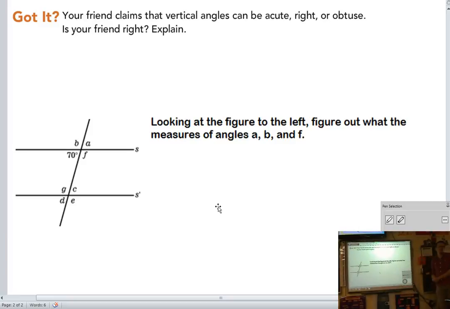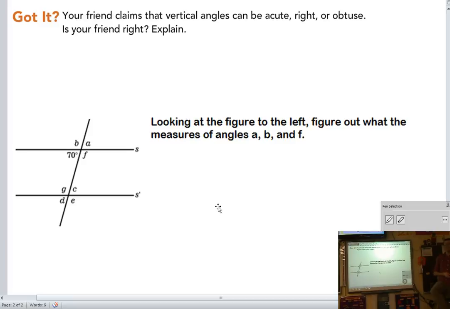So your friend again talks about vertical angles. It's like that super nerdy friend on the bus that's always trying to tell you interesting facts. He says, you know, vertical angles, they can be acute or obtuse. Now, what does it mean for an angle to be acute? To be acute means to be less than 90, to be right means 90, and obtuse is more than 90. I only wanted one answer, but thank you for being so concise.